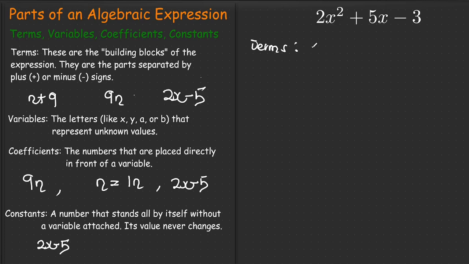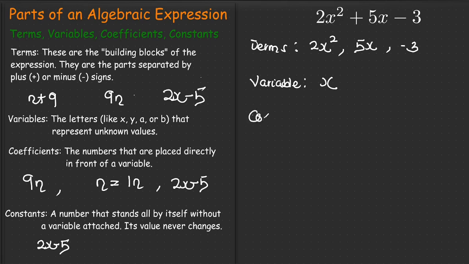So the first term is your 2x squared. Your next term will be this here, which is 5x. And then your last one is going to be your negative 3. These are the three terms we have in this algebraic expression. Now, talking of the variables, there is only one set of variable, that is x. They chose to use x throughout the expression.